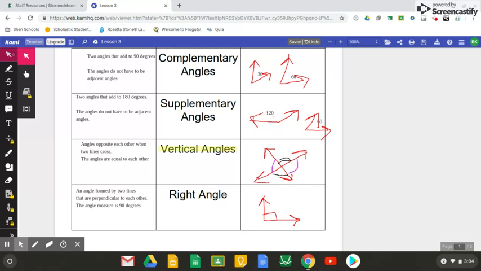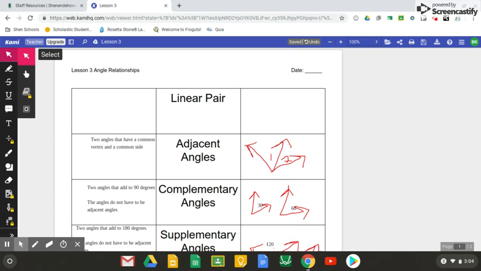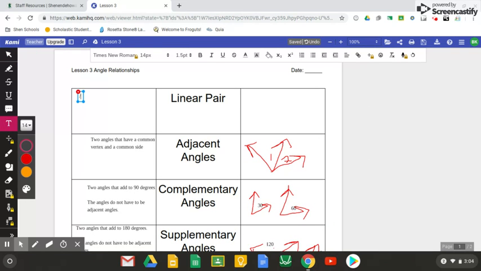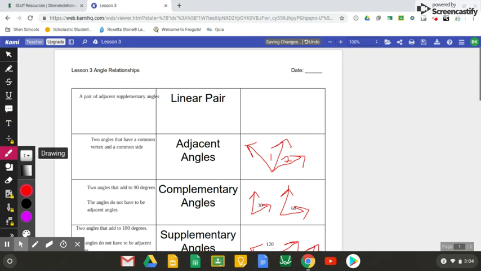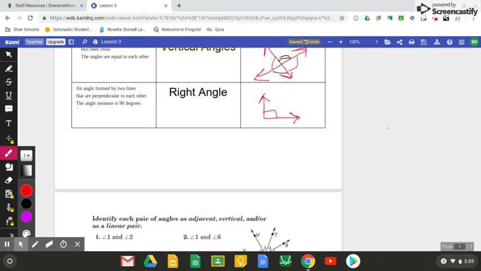All right, so we got to go back up to that top one. A linear pair we got to talk about. Linear pair is a pair of adjacent supplementary angles. So what does that mean? Well, combine adjacent angles with supplementary angles. So basically, you got a straight line. It's got an angle coming out of it like that. So again, this is a linear pair, 1 and 2. They are adjacent, but also they add up to 180 degrees. Okay? All right.